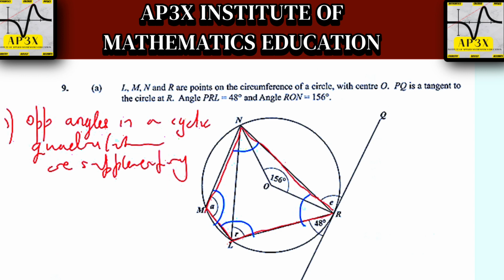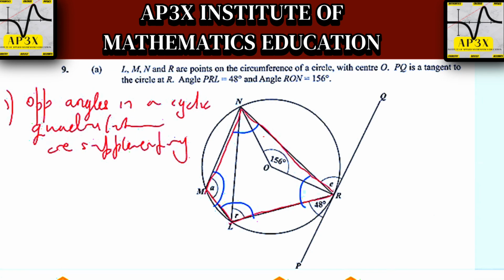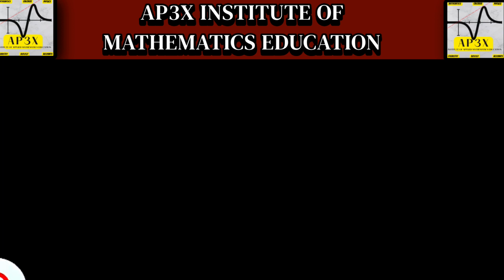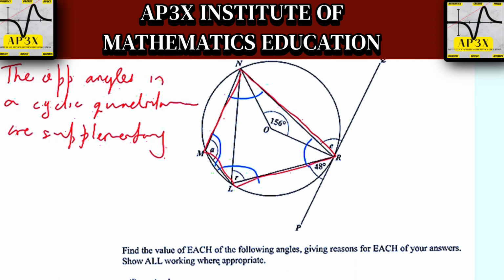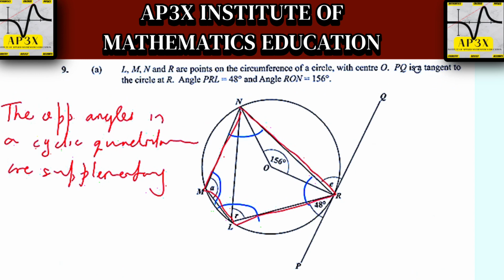Now let's continue. PQ is a tangent to the circle at R. Pardon me guys, I'm so sorry about that. Alright guys, apologize for that breaking transmission. So we're saying here that PQ is a tangent to the circle at R, and the angle PRL is 48. So PRL is 48. That's the angle that is at R, and it's a tangent to the circle.